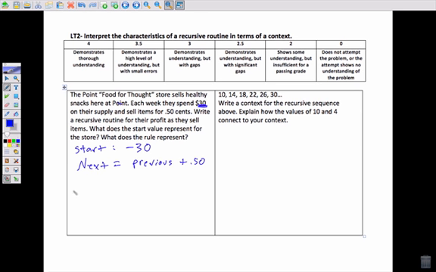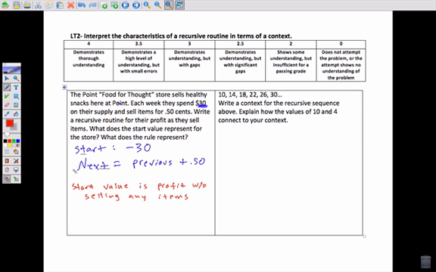So what does this start value represent? The start value is your profit if you haven't sold anything. So this is their profit if they don't sell any items, they don't make any money. This is what they spent on all of the items, so they're $30 in the hole.